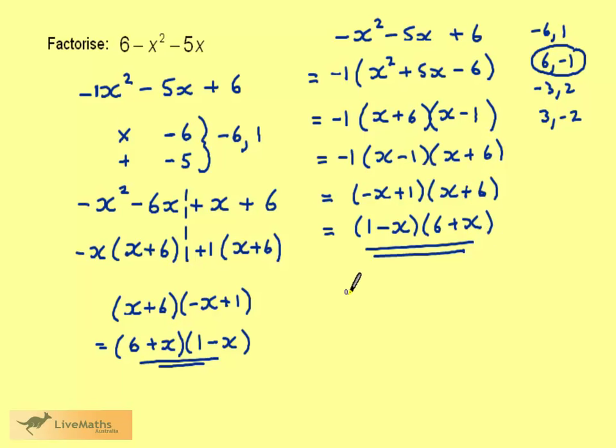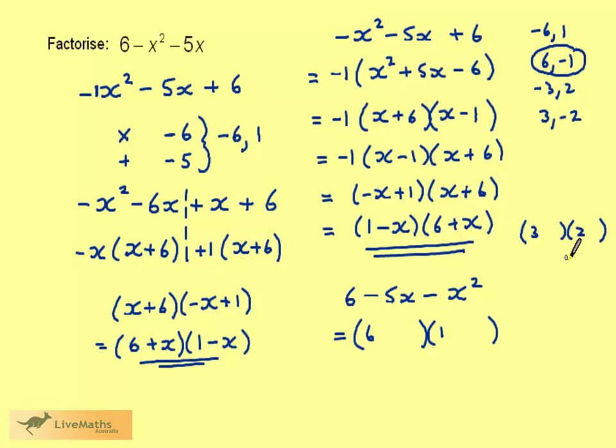Another approach we could take is to write it in reverse order. 6 minus 5x, take away x squared. And then, when we go into two brackets, we start with this end. 6 could be 6 times 1. It could also be 3 times 2. And we may need to check both sets of brackets until we find the right solution.